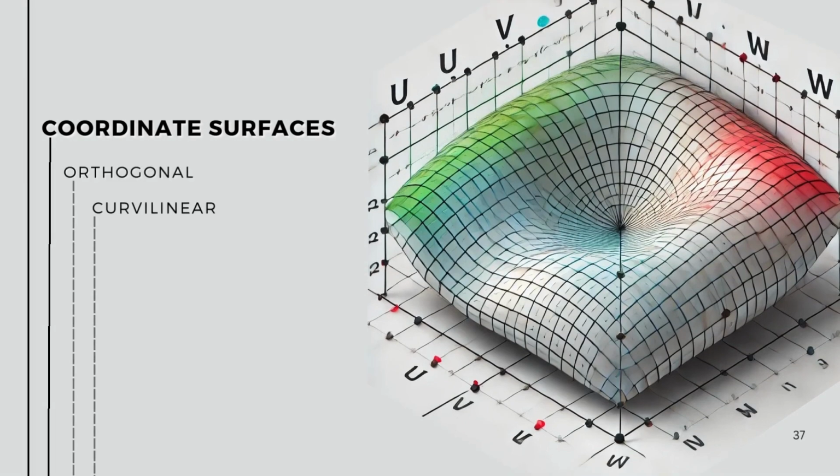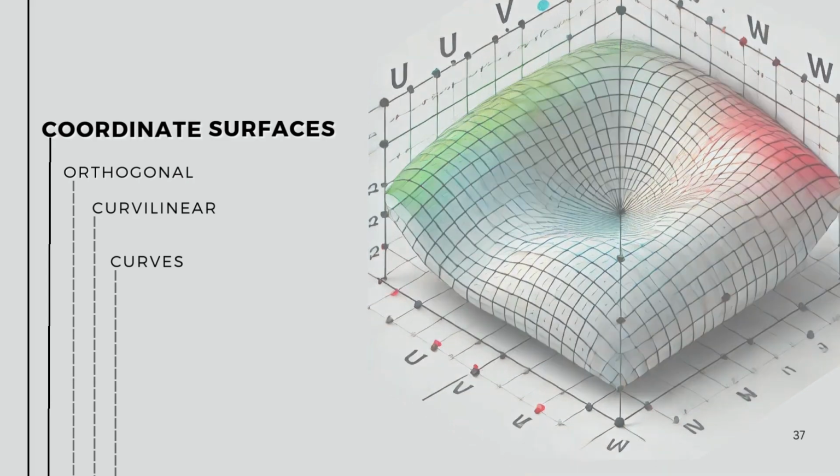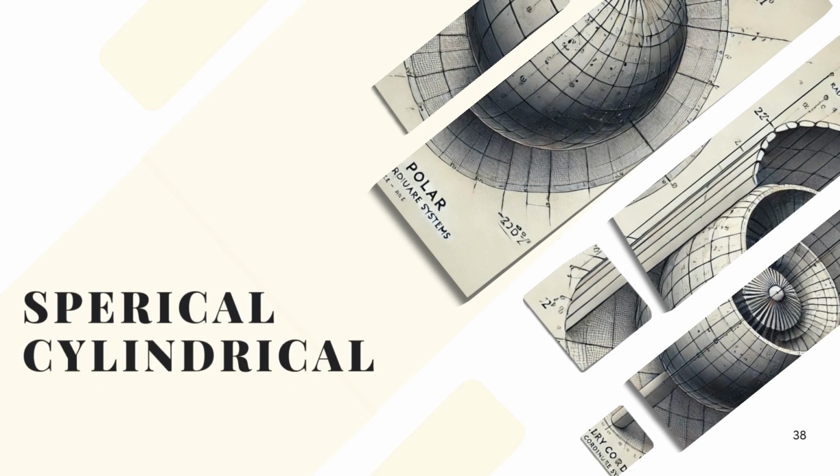Alright, we have covered the basics of the curvilinear coordinate system. Now, let's take a closer look at all types of coordinate systems that fall under this category. Let us get introduced to two new topics, which are the spherical and cylindrical coordinate systems.